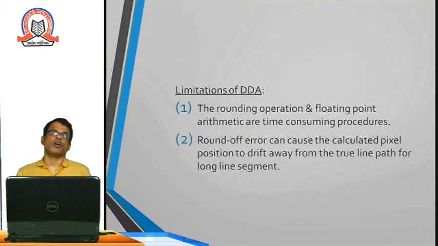What is the drawback or limitation of the DDA algorithm? The rounding operation and floating point arithmetic are time consuming procedures. Always you have to round off the values. Whenever a rounding operation comes in a calculation, it takes more time. So that is the first drawback, it is time consuming.